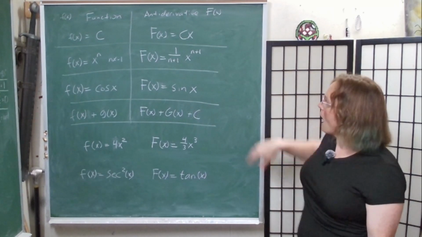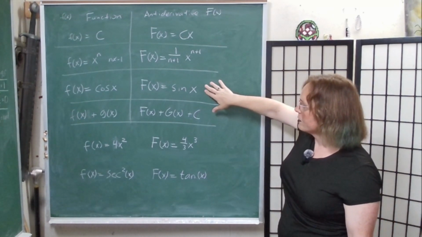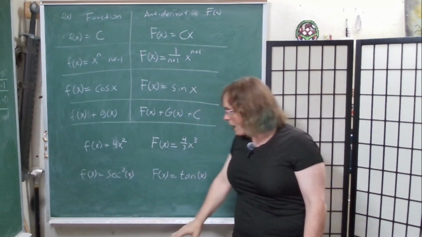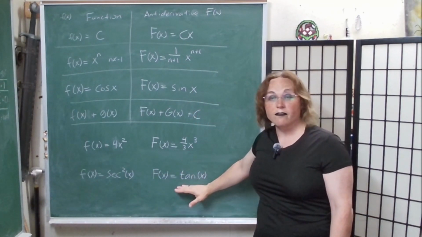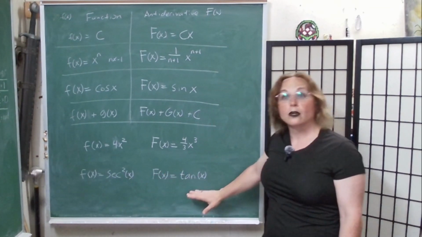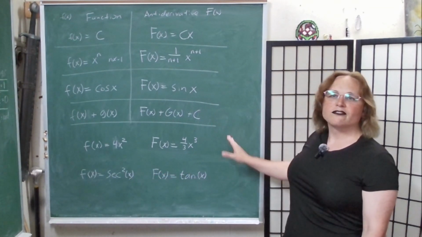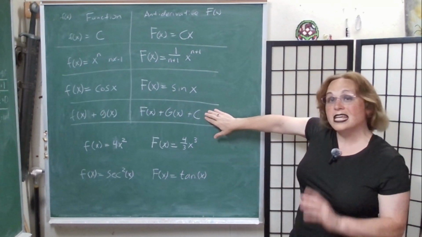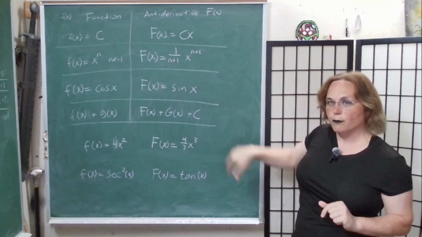Okay, and then I put the sine and cosine up here, but you'll notice down here we talked about secant squared, and that's because we know that the derivative of tangent is secant squared, so the antiderivative of secant squared would be tangent, and I just left off the plus c here because we were talking about these particular ones. I put the c here to highlight one important point.